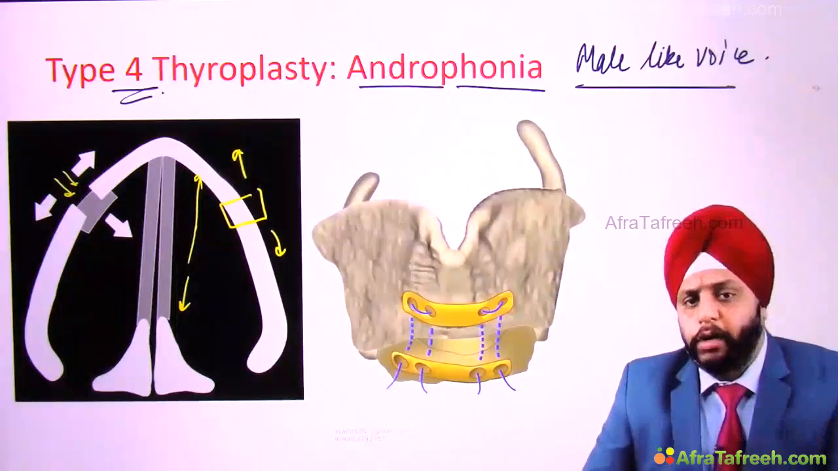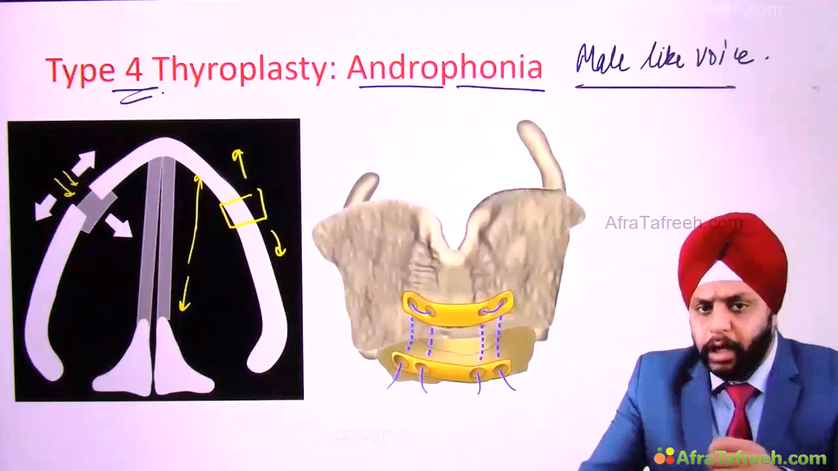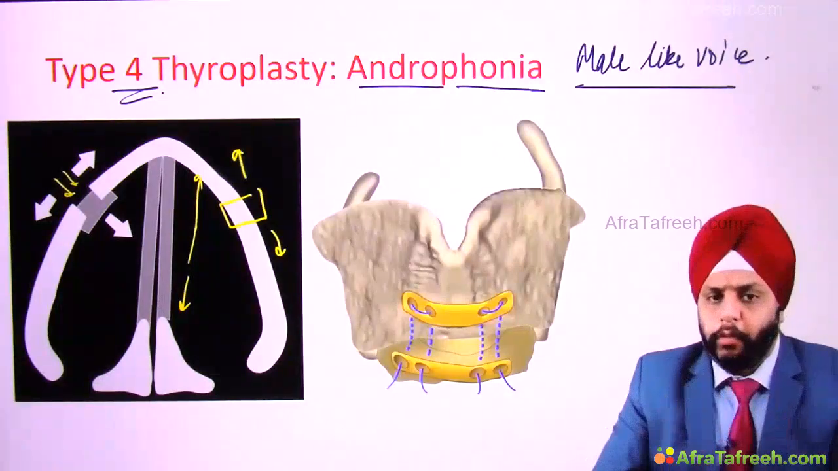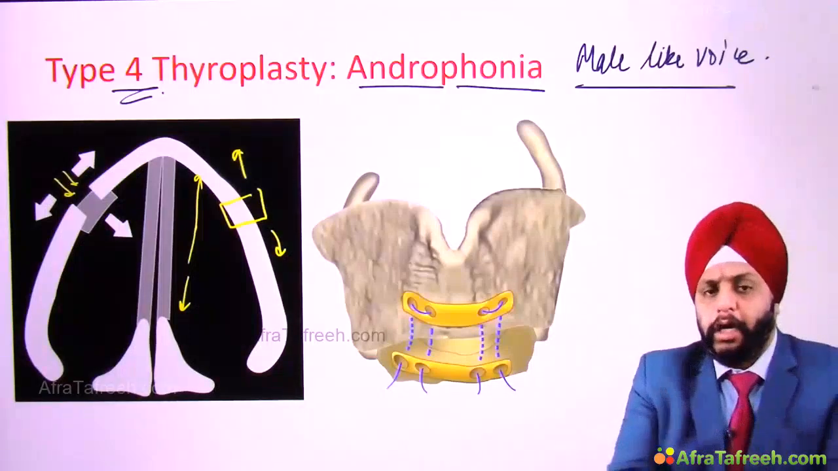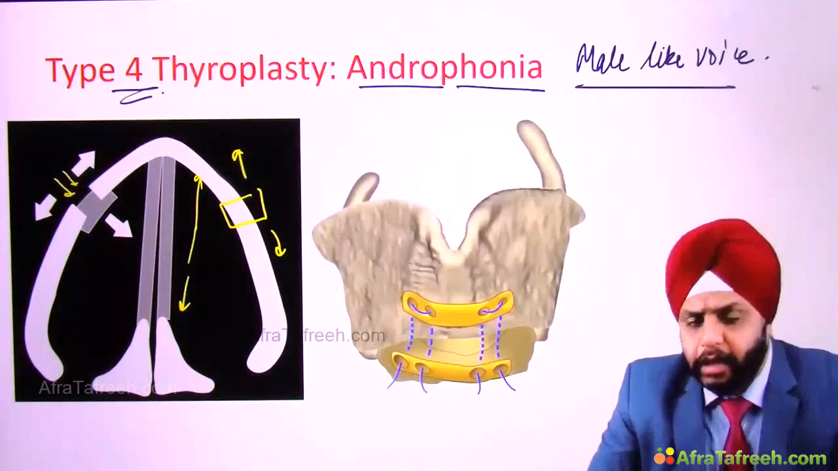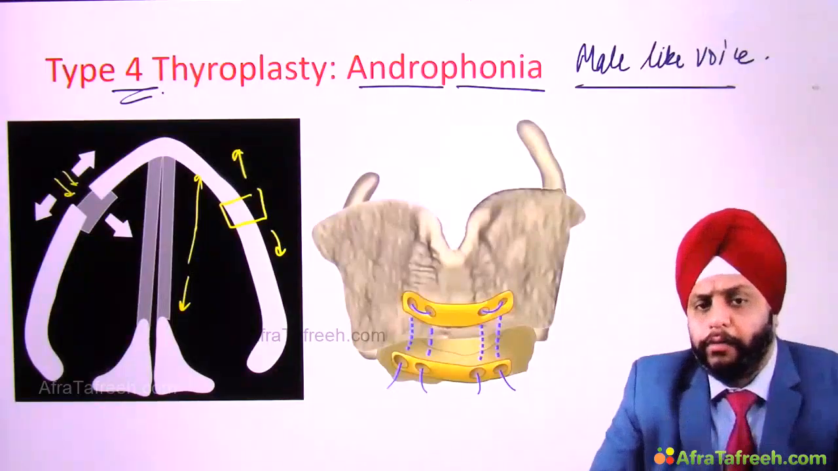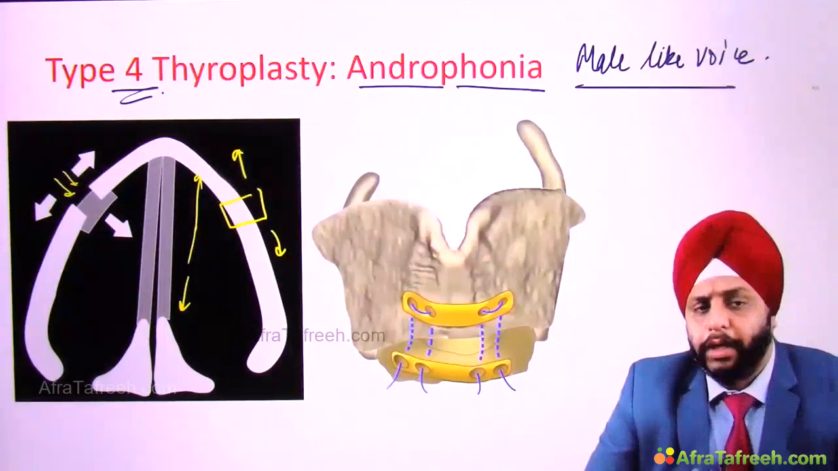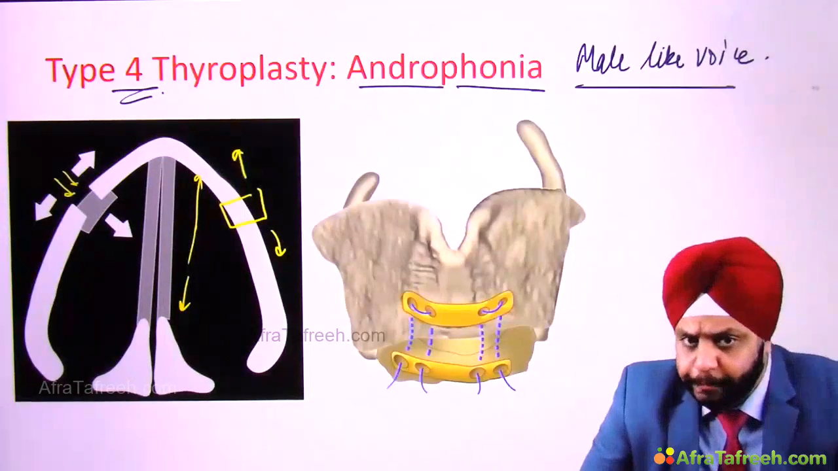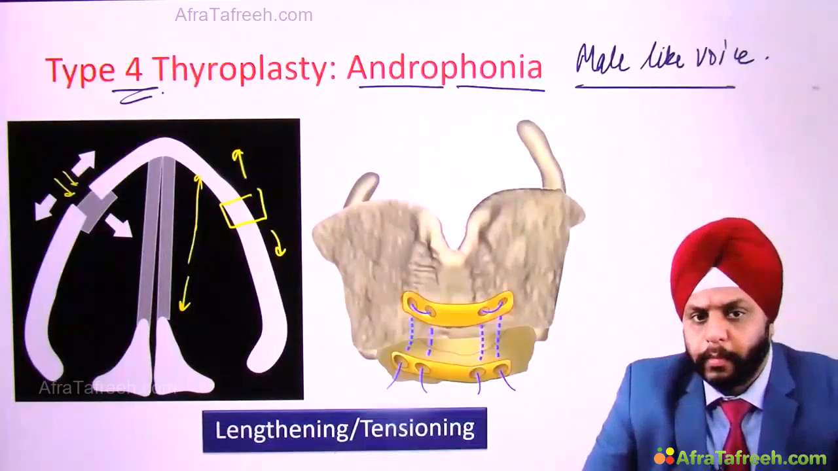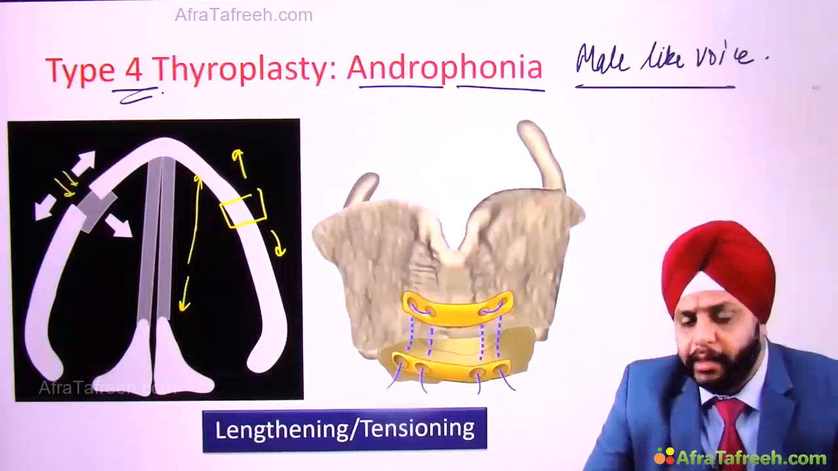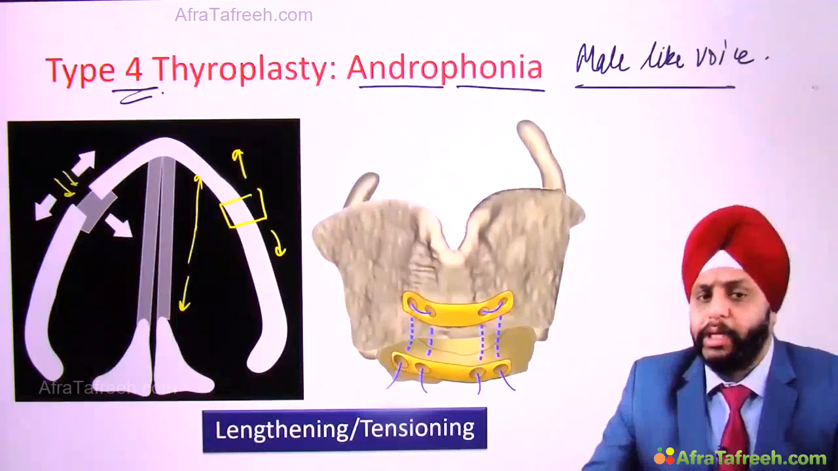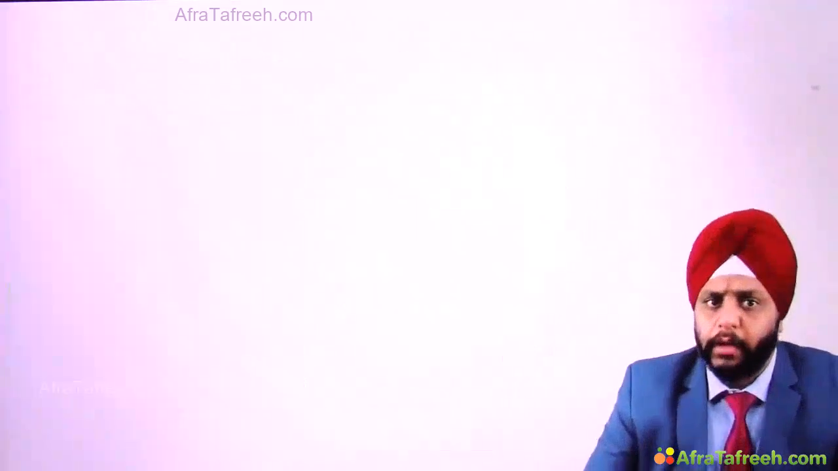So you can just tie the thyroid cartilage to the cricoid cartilage and pull the cricoid cartilage up. That will automatically increase the length of the vocal fold and cause an increase in pitch of voice. So you can treat androphonia by type 4 thyroplasty. This is a lengthening or tensioning thyroplasty because we are increasing the length and the tension of the vocal folds.